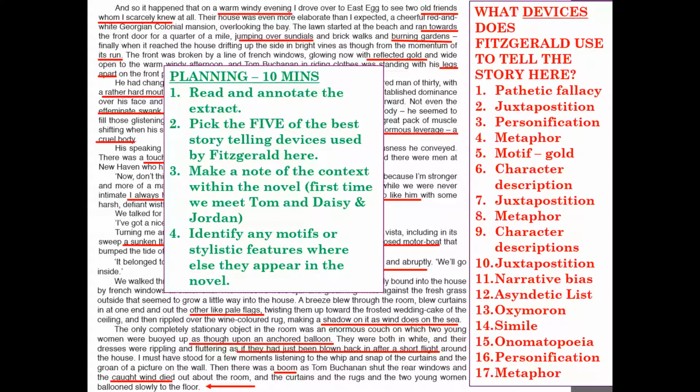You need to make a note of the context within the novel. This is the first time we meet Tom, Daisy and Jordan, and this is how it is presented by Carraway, remembering that the story is a flashback. Carraway is telling us this from the future. He already knows everything that's going to happen, so he's casting people deliberately in specific lights. And of course, if you can identify any motifs or stylistic features, and show where else they appear in the novel, so gold and the mention of his eyes are those two things, you could make a link to other examples of that elsewhere in the novel.